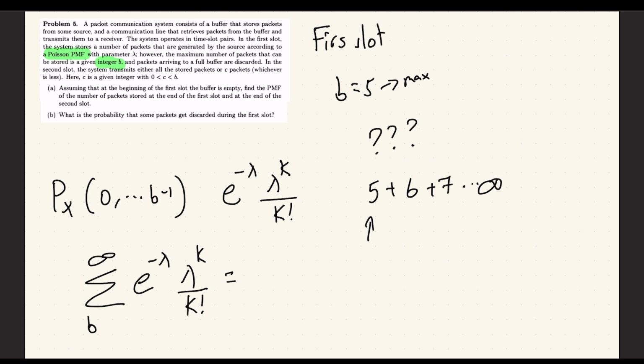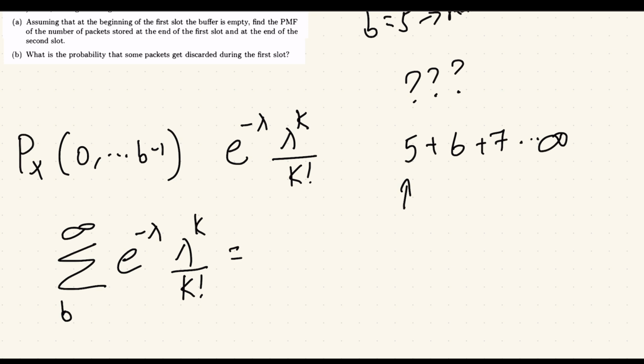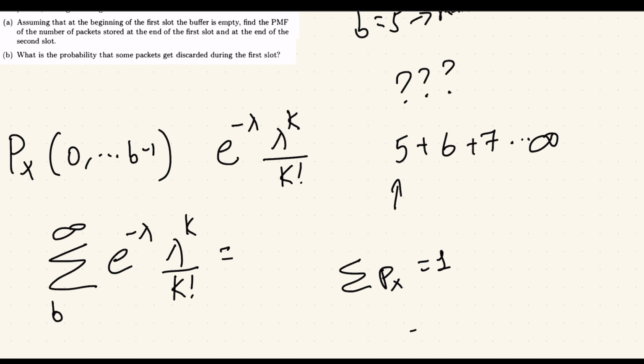Now, there's also one other way to find this answer, right? We know that the summation of all of the p_x's is equal to 1. So if you sum up all of the probabilities, it's 1, right? Now, we have two parts. One is this, right?